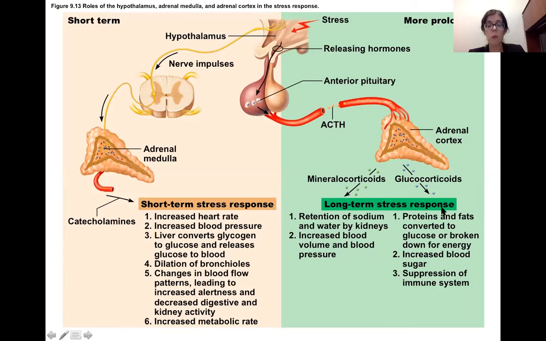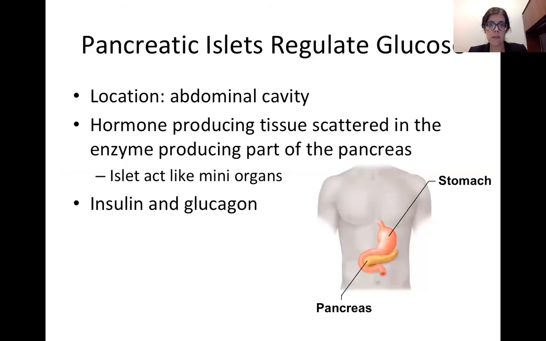The cortisol will turn our proteins and our fats into sugars and break it all down for energy. Going to increase our blood sugar though and suppress our immune system, which sometimes is a good thing, especially if we're talking about inflammation and pain, but is a bad thing in the long term. That's why if you're really stressed out for a long period of time, you're going to get sick. Manage your stress.